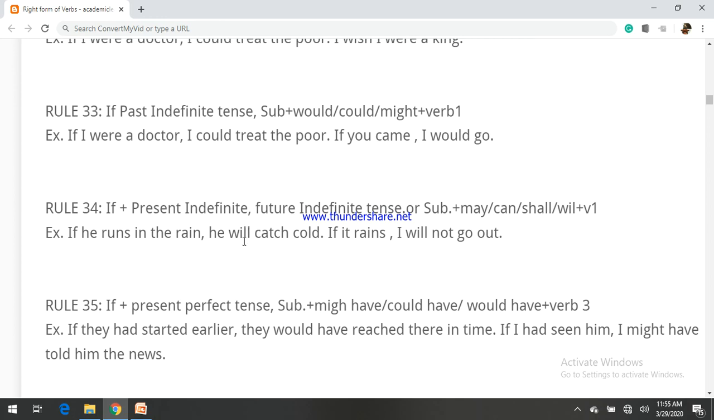This is the rules from conditional, past conditional. And then 33, if plus past indefinite. This one is the rules from the second conditional. If plus past indefinite tense, then subject plus would or could or might. You can add any word from these three. I could treat the poor, meaning like similar. If you came, I would go. If plus you came, past indefinite, that's why I, subject, then would, could or might. I might go, I could go, I would go.